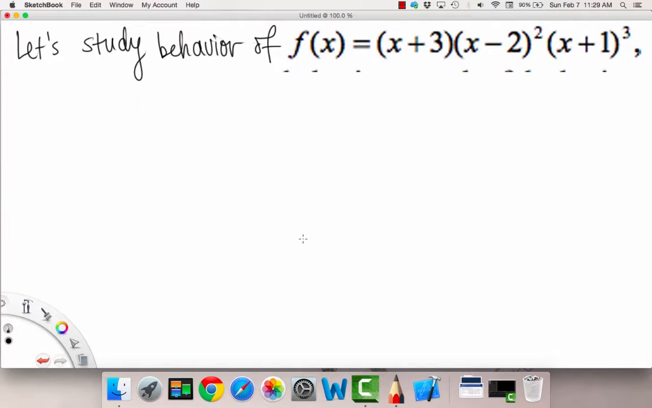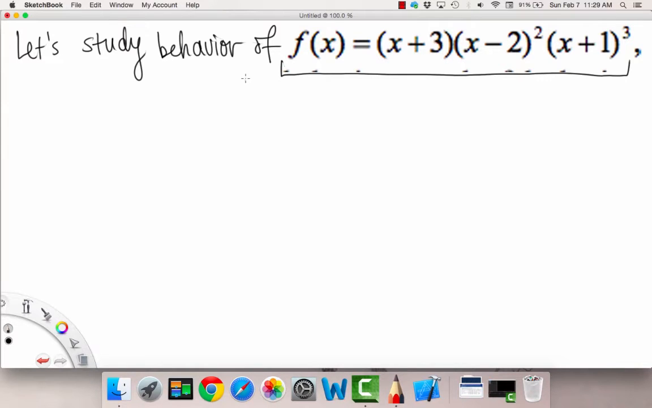Okay, so now here's an important example. We're going to study the behavior of this function given to us right here, okay? And see, this one is one of the examples where it's a polynomial that's already factored for us, right? Because it's not like one huge mess of polynomial, but it's kind of factored already, which is nice, okay?